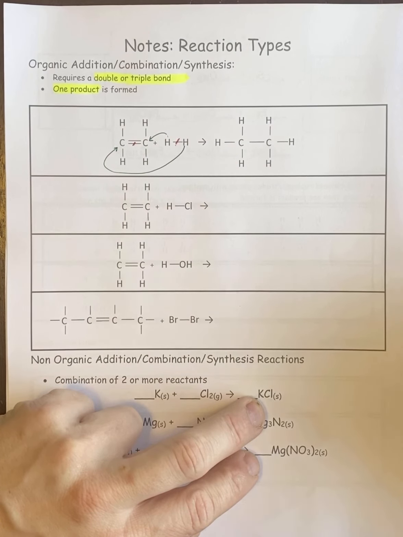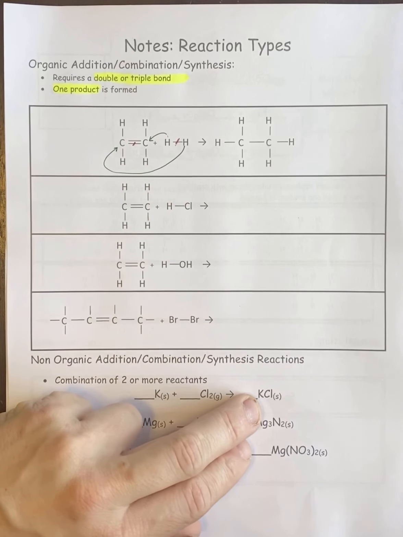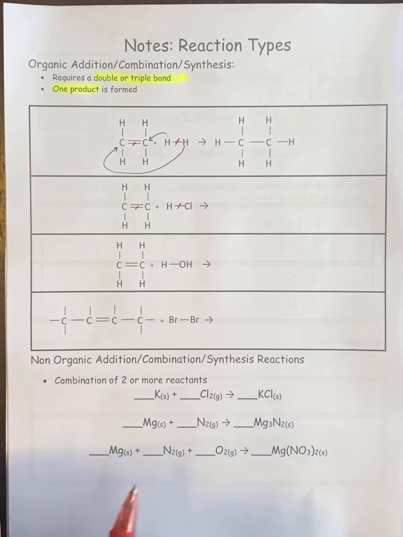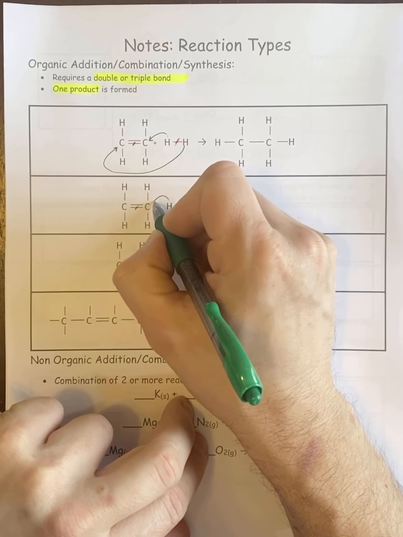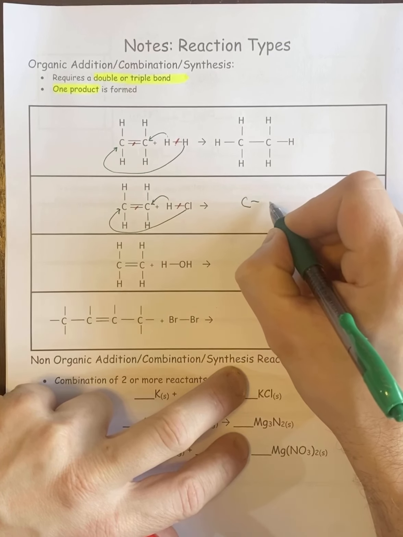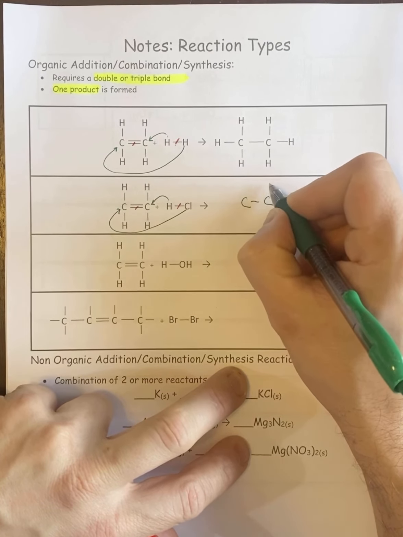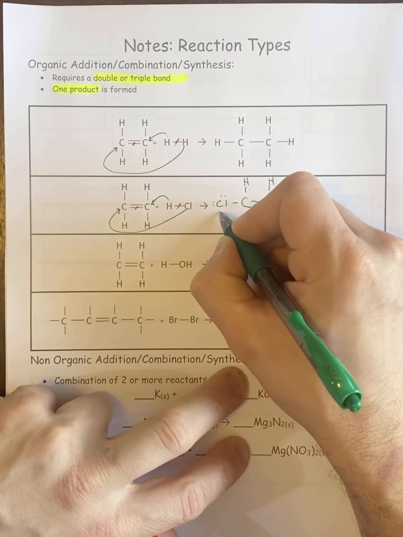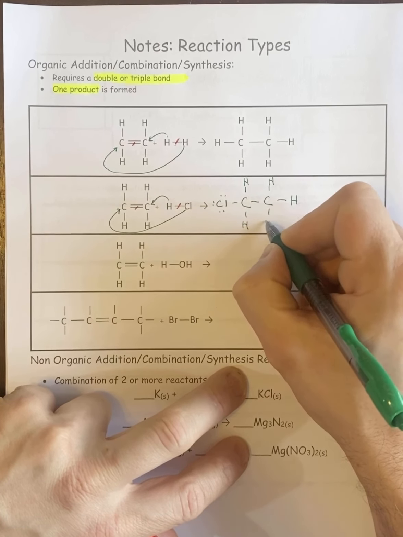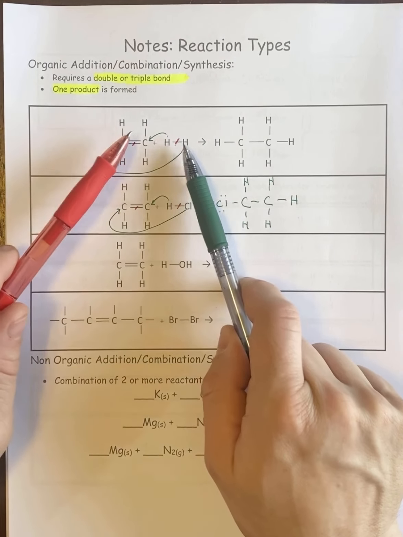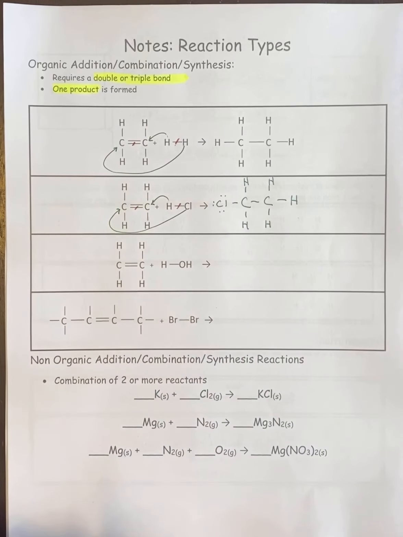And that's basically it. If we did the same thing for these, you're going to see the bond between the H and Cl is going to break, and the bond between the two C's is going to break, and then the H goes to one, and the Cl goes to the other. So you end up with this. So there is your product. Notice the thing they have in common: you start with 2 reactants, you end with 1 product.